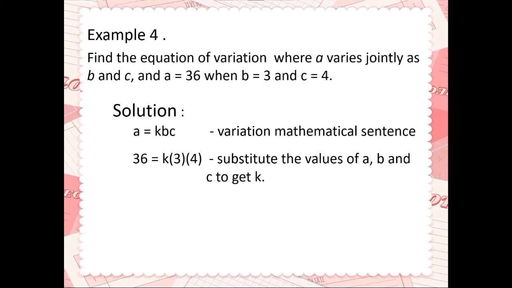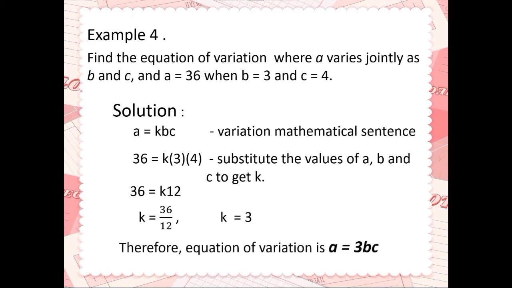So we have 36 is equal to k times 3, the value of B, times 4, which is the value of C. Then, we will be having 36 is equal to k times 12, which is the product of 3 and 4. Let us divide both sides by 12. So we'll be having k is equal to 36 over 12 or k is equal to 3. Therefore, the equation of variation is A is equal to 3BC.